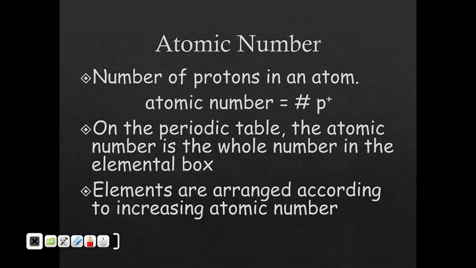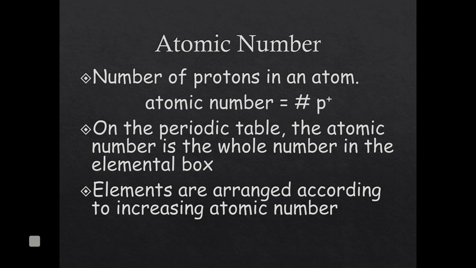So, this leads to one of our first very important terms, the atomic number. The atomic number is the number of protons in an atom. All right? It is just a number. There's no calculation. It is clearly shown on the periodic table. I'll show some pictures of that in just a second.